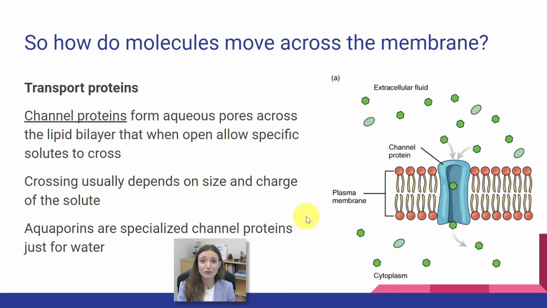The first type just being channel proteins. So channel proteins let basically molecules of a certain size and shape and maybe polarity squeeze through that membrane. It's like a little tunnel through the membrane that these molecules can go through. Okay.